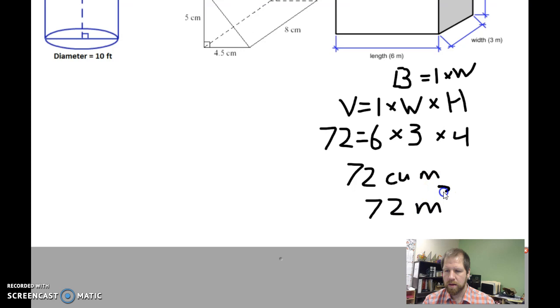72 meters cubed, all right, with the exponent on the m. If you see it looking like this, that exponent is not on the 72. It's not on that value. It's only saying that we're looking at cubic meters, so we're looking at a volume.